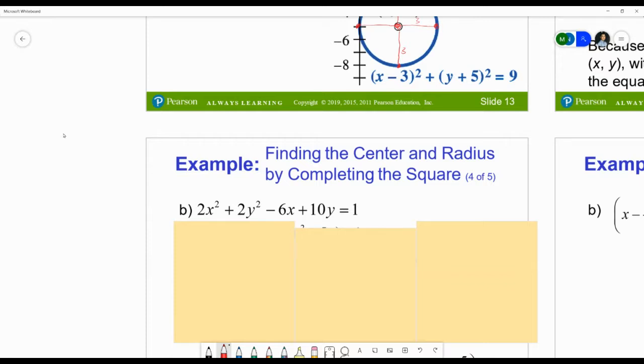Okay, thank you. Now, when you are adding numbers on both sides, that 2 out there does affect it. Be careful with that.